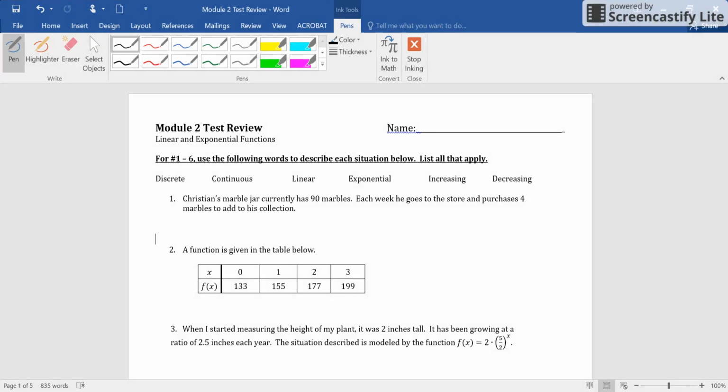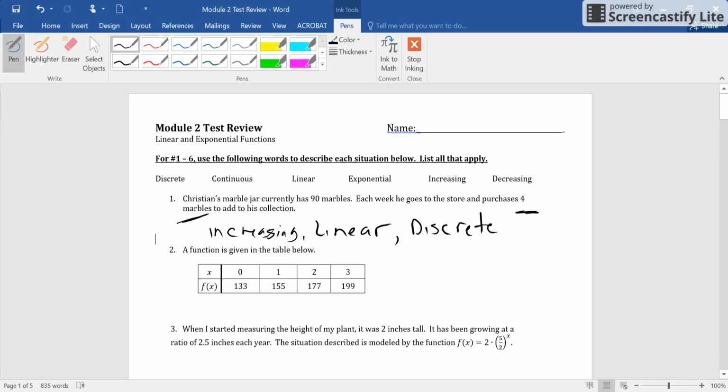4. Let me get my pen. It increases by 4 every week. So it increases, so it's increasing. Okay, since it's plus 4, I know that that's arithmetic and linear. Okay, and since it gets 4 every week and it's not necessarily gradual, it's 4. This week is 4. This week is 4. That's also discrete.